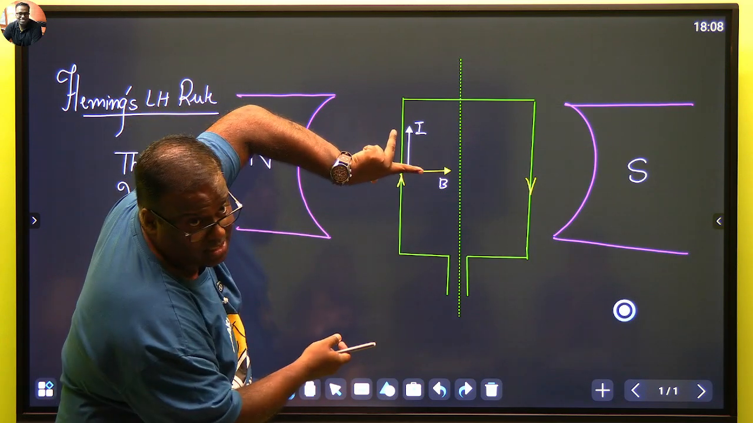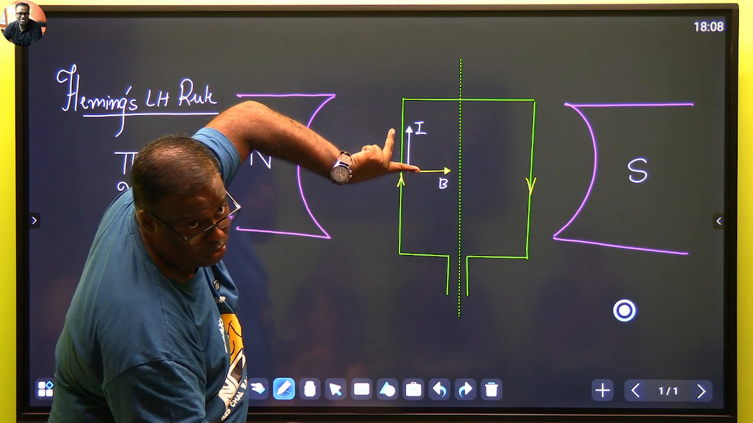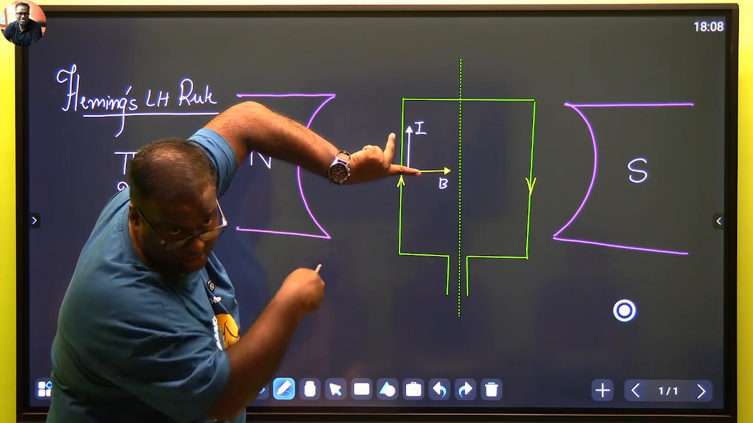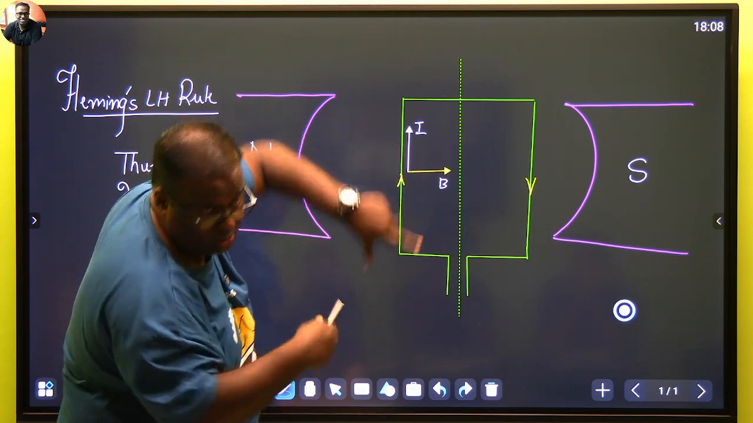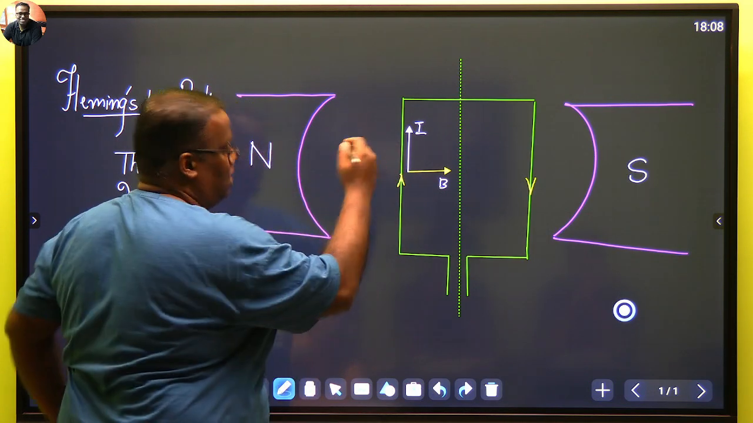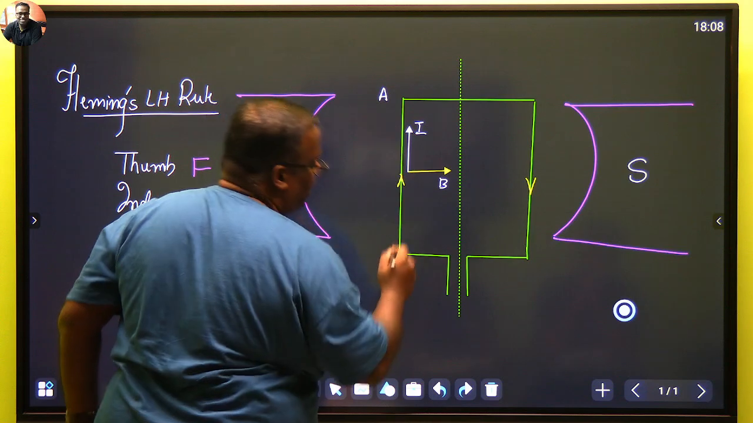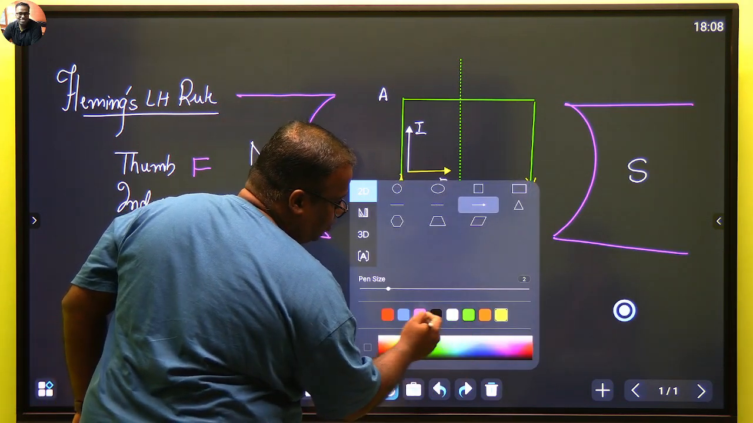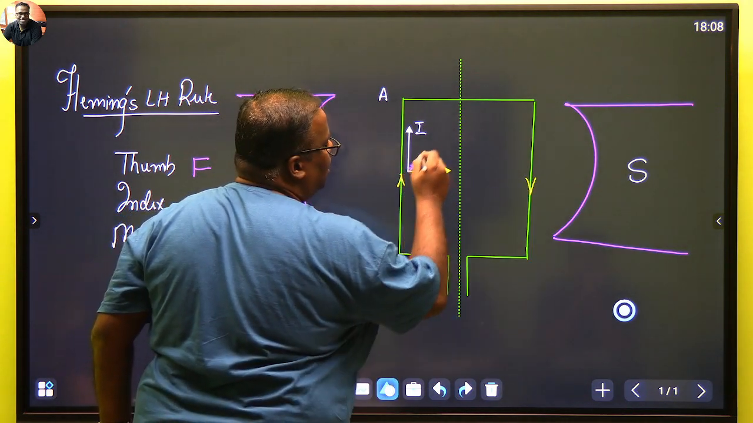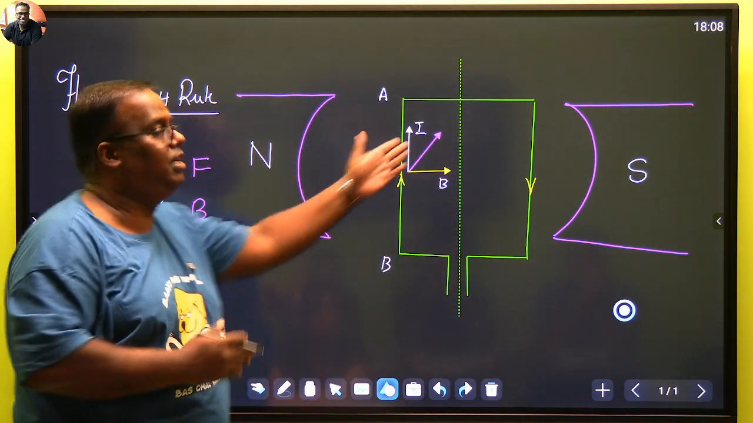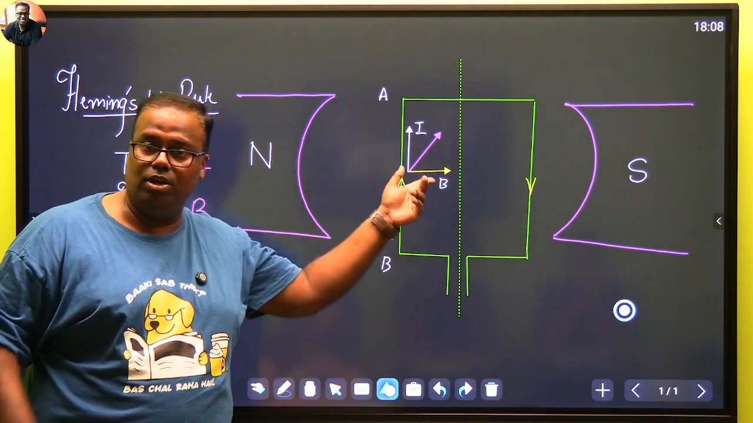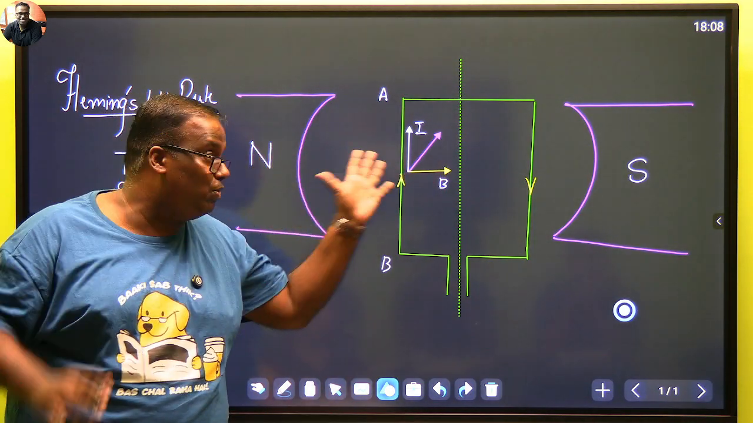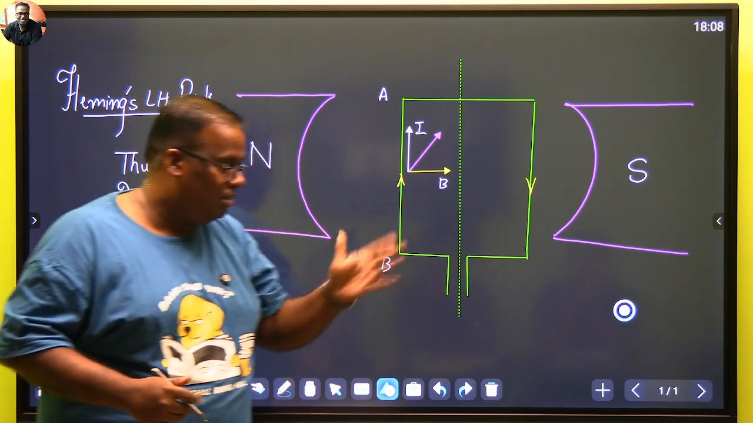But in my case, it is turning in this manner. Just look at me. Where is my thumb now pointing? Inside the screen. So that is the direction of the force experienced by the arm AB. So the arm AB now experiences a force. We'll do it again and again. Don't worry. It experiences a force inside. Mutually perpendicular. All these three arrows are perpendicular. I can't draw three perpendiculars in 2D. You have to understand. Let's see once again.